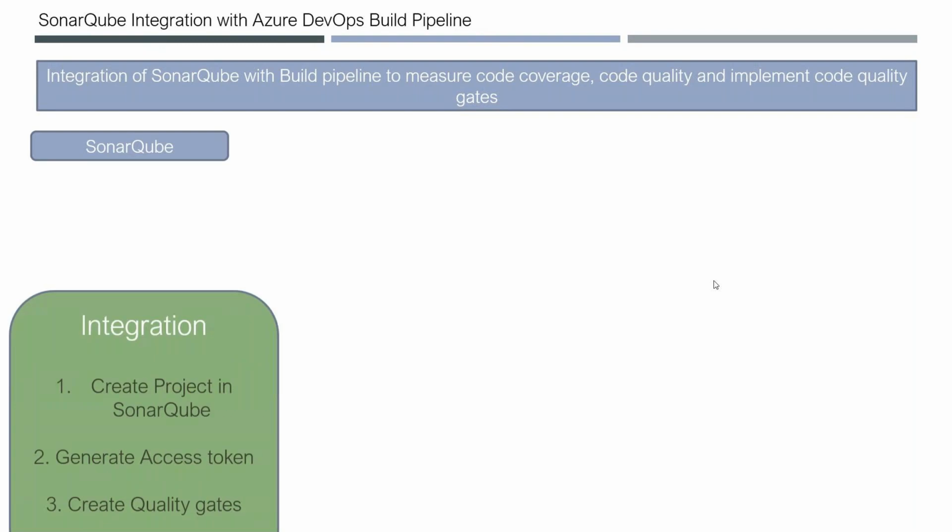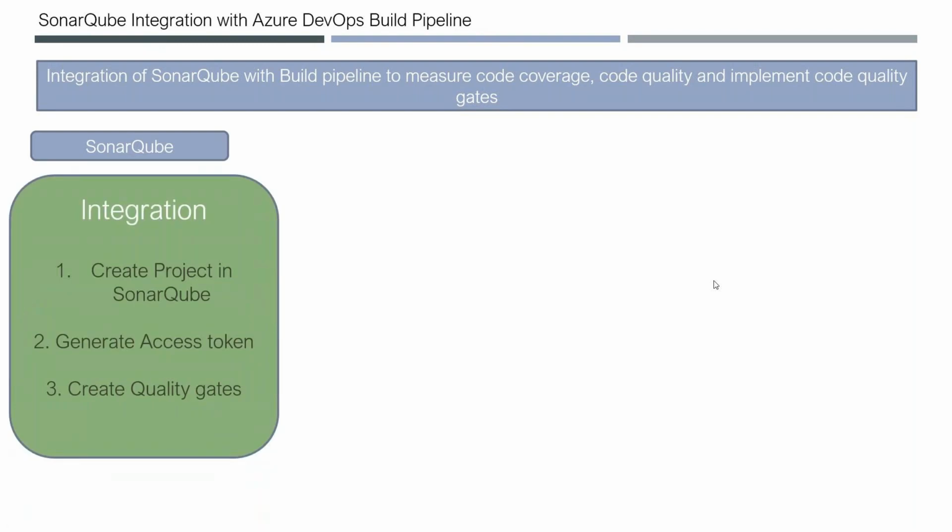And how do you do it? For the integration purpose, because SonarQube and Azure Pipeline are different software, you need to have some credentials for the integration. That's where we will generate some access tokens. We call them personal access tokens in Azure DevOps. We will create them in Azure DevOps and use them in SonarQube for the integration. And after that, we can create the quality gates as well.